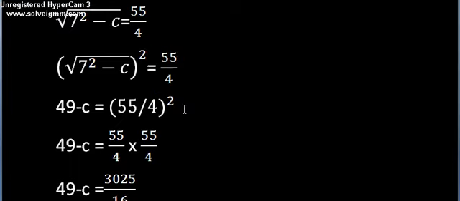Here is some problem due to which I can't take the square here, but in the next step you can see here I'm taking the square. So 49 minus c equals to 55 over 4 whole square. Here also you will write square term here. Otherwise you can write in this way also.